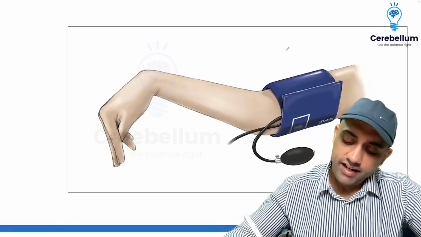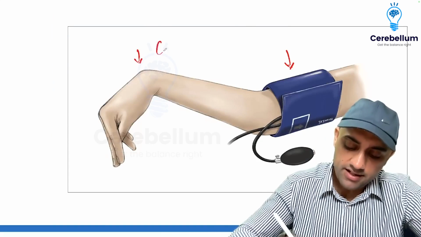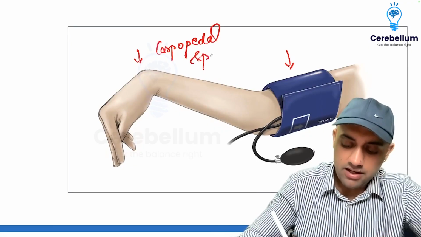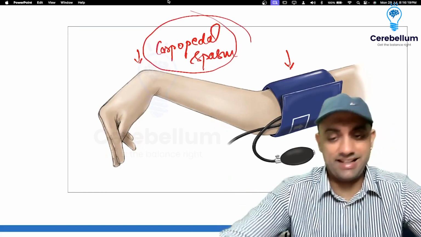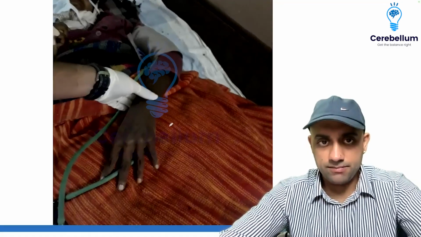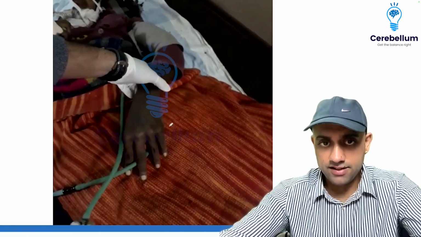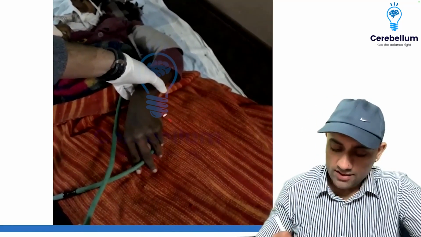Yes, once I inflate my BP cuff, my fingers have a carpopedal spasm. So why is this having a carpopedal spasm? Because I'm having tetany. Now this is beautiful. See this patient also. We are inflating this patient's BP cuff and see. So classical, so classical.